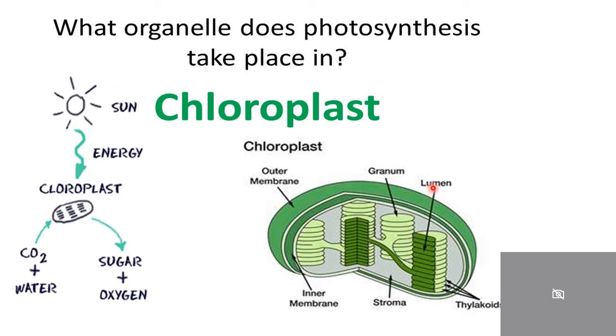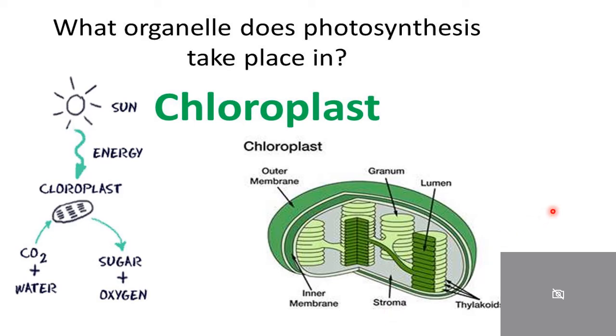And there is a term lumen. Lumen means what? There is a cavity, an inner space inside these thylakoids, which is called the lumen. And inside this chloroplast, there is a liquid which is filled inside it called the stroma.